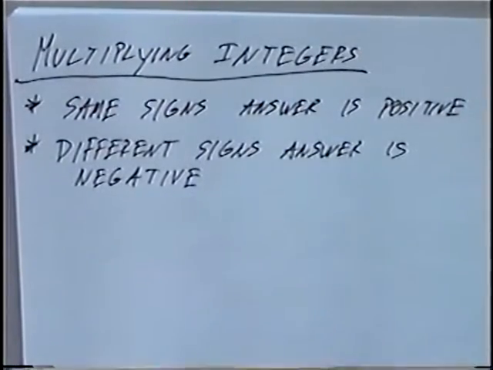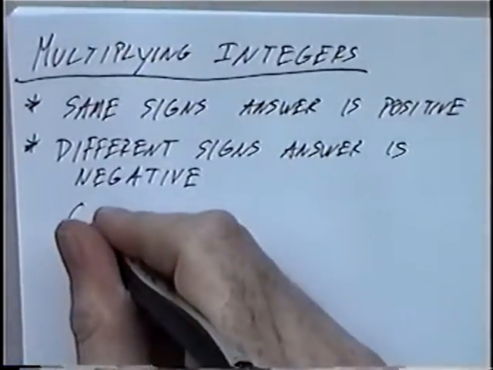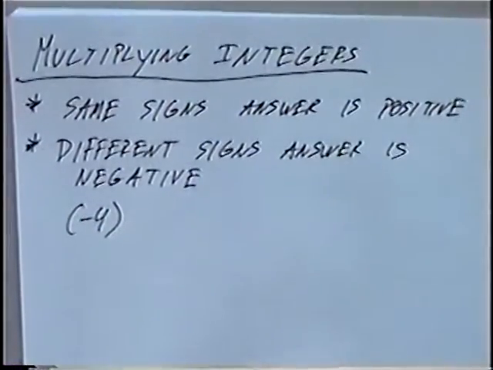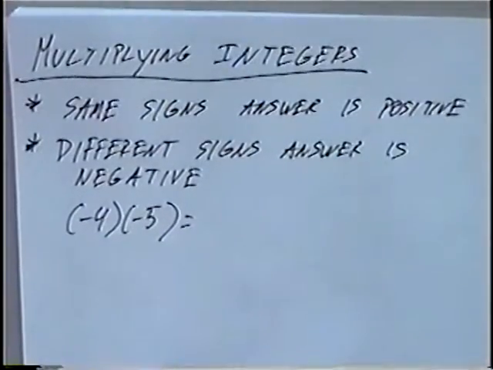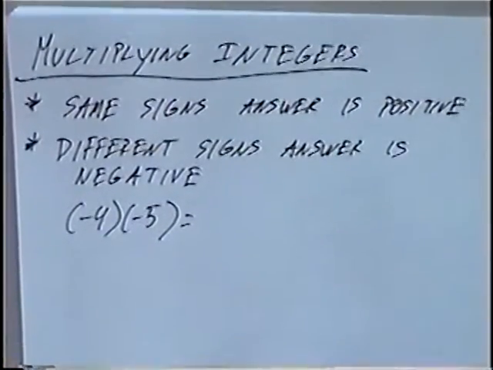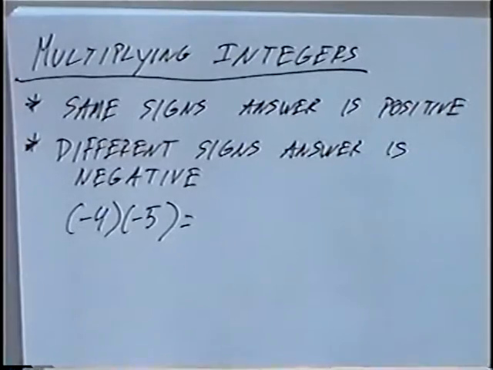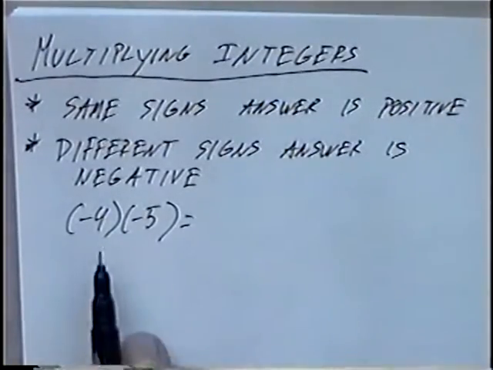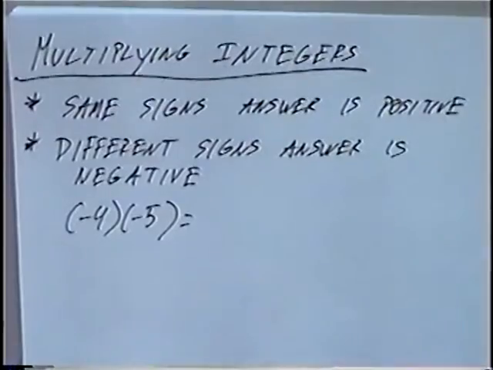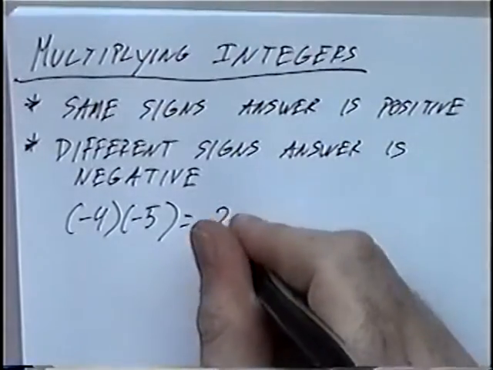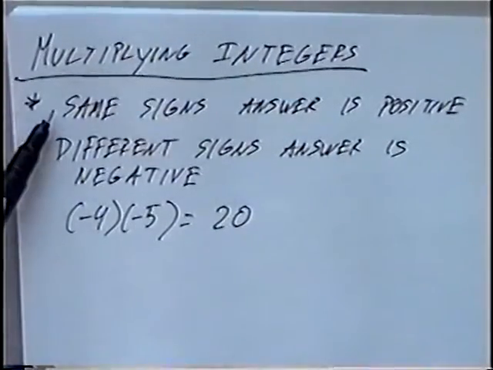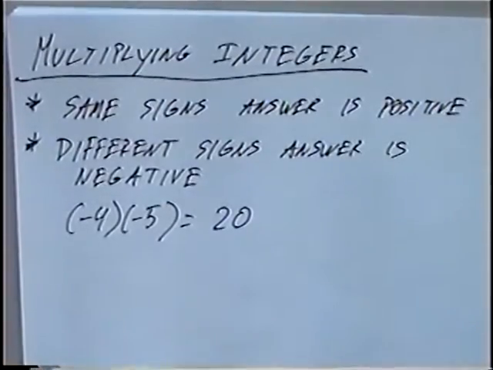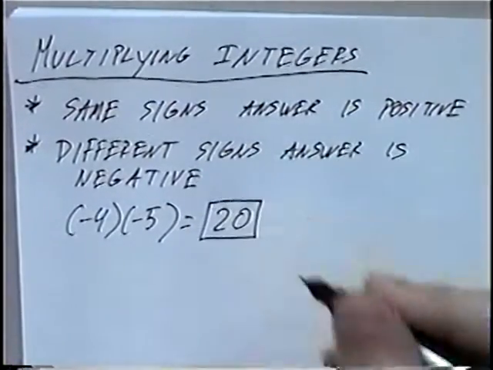Questions for this section. First problem in parentheses, -4, and in a second parentheses, -5. So this problem is -4 times -5. First thing we can do is multiply the numbers, ignoring the negatives. 4 times 5 would be 20. Looking at the signs, both numbers are negative, so they have the same signs. The definition, when you have the same sign, answer is positive, so the answer would be positive 20.